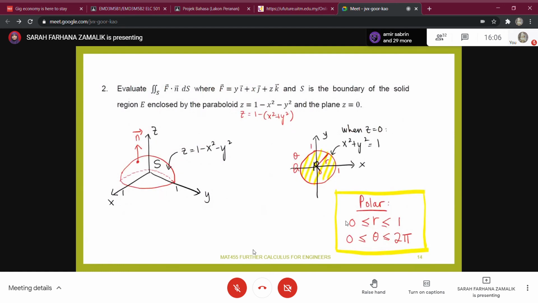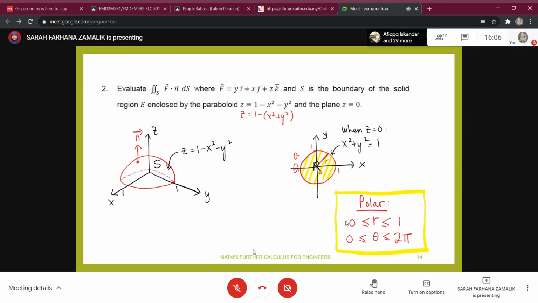Okay, so for number 2, tengok pun dah tahu nak evaluate guna polar sebab it involve circle here because we have paraboloid. So evaluate the double integral. So the question asks you evaluate the double integral. That's why we have vector field F dot with unit normal n dS of your surface S, where your F given to you the vector field y i vector plus x j vector plus z k vector, and S is the boundary of the solid region E enclosed by the paraboloid.